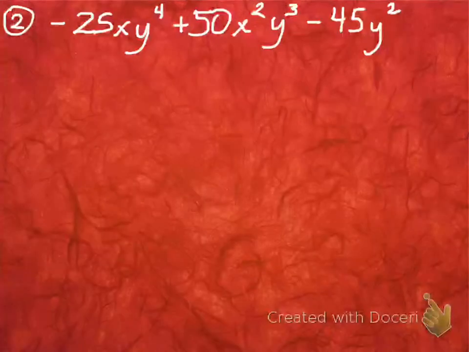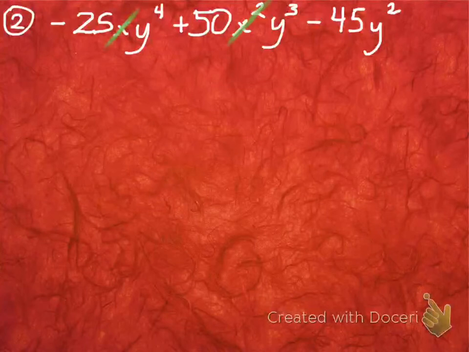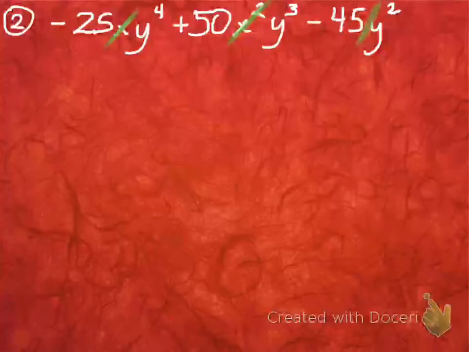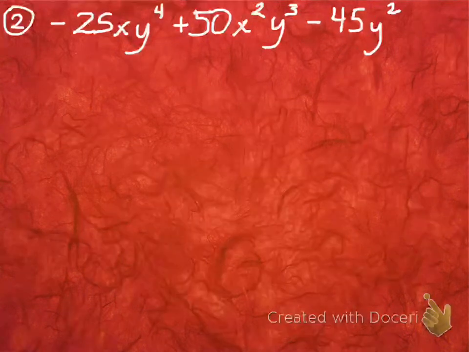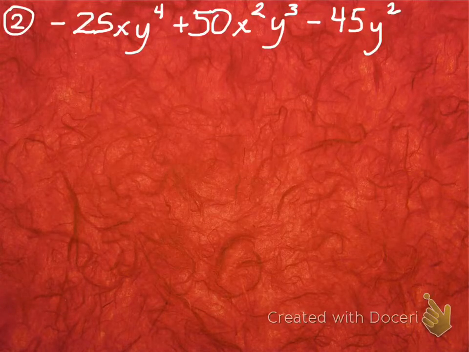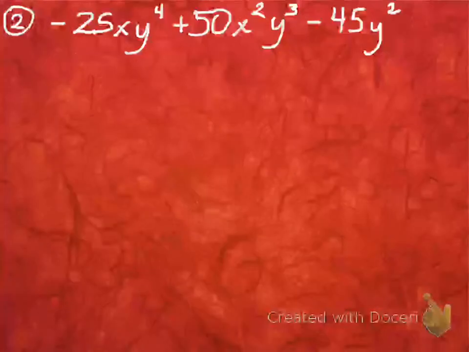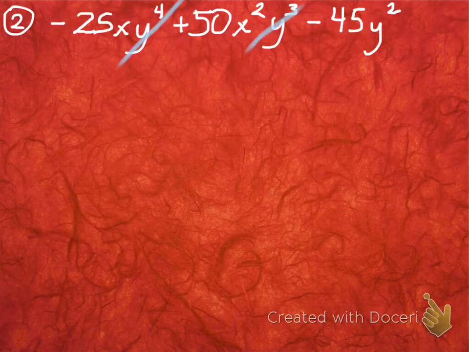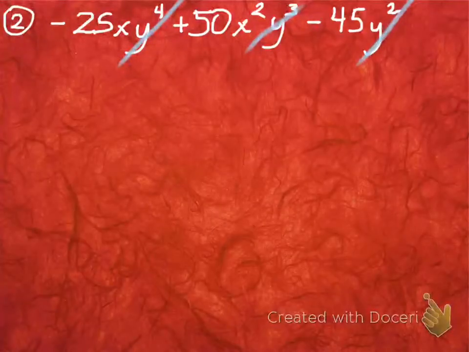Let's look at another problem. So again, I'm going to start with my variables. I'm going to go through and look at all my x's. And there's not an x there. So what's my lowest x? Well, there is none there, so that means no x's get factored out. Now I'm going to look at my y's the same way. And so my lowest exponent is to the second. So y squared.